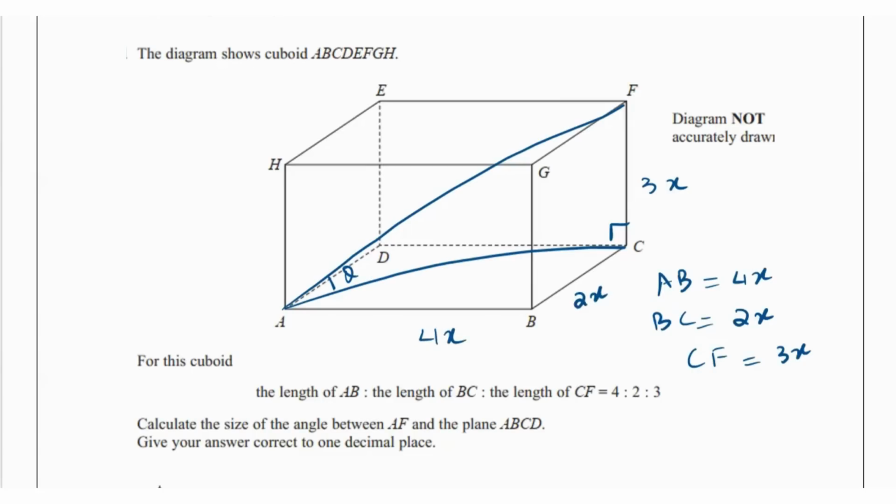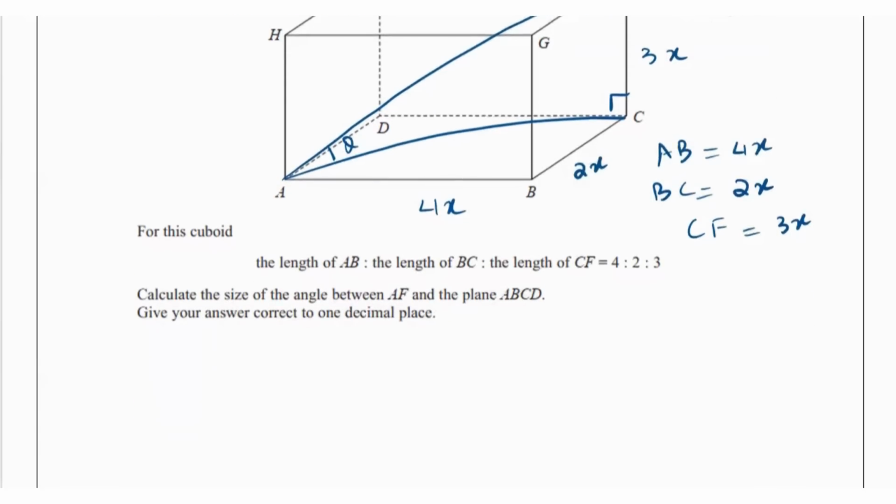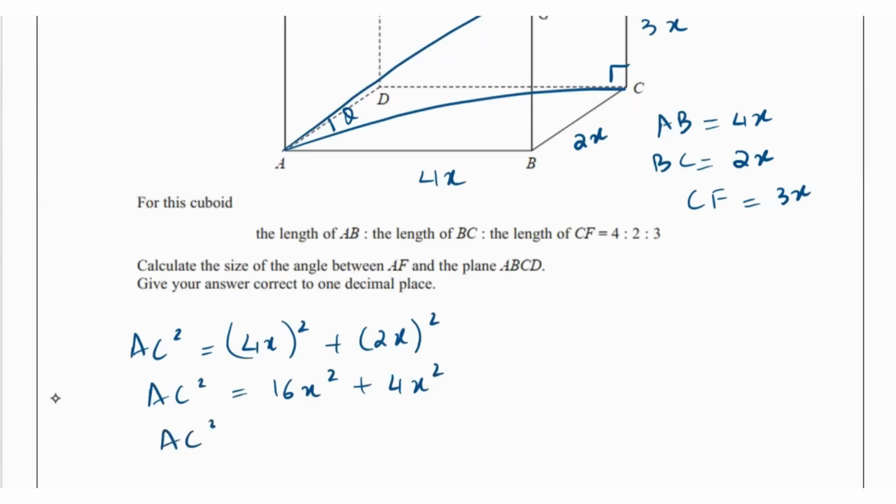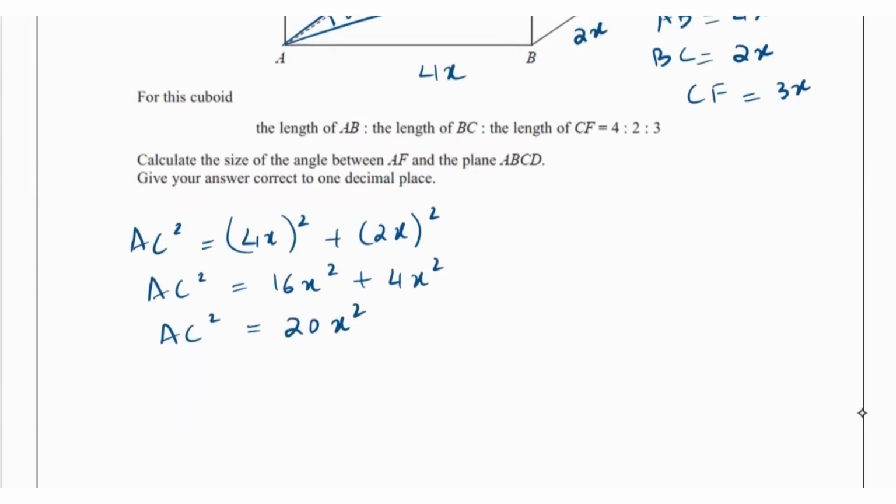So using Pythagoras, we can find an expression for the length of AC, which would be in terms of x as well. So AC squared is going to be 4x squared plus 2x squared, which is going to be 16x squared plus 4x squared, which is 20x squared. AC is the root of 20x squared, which is going to be 2x root 5. That is AC.